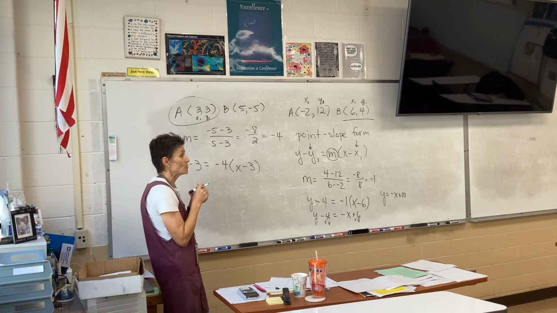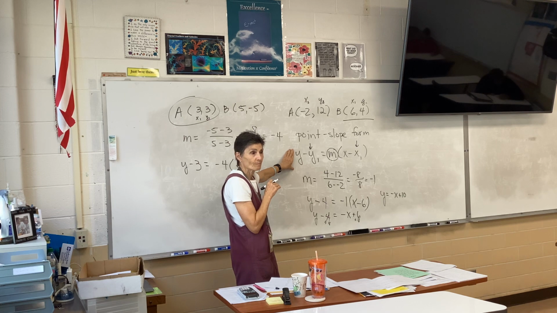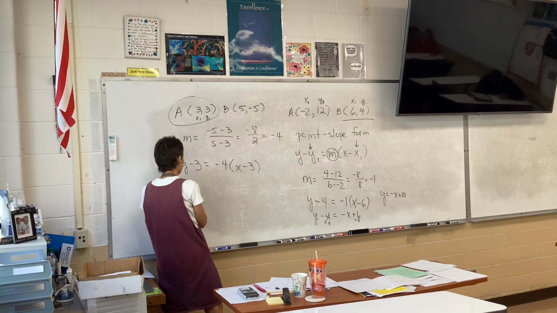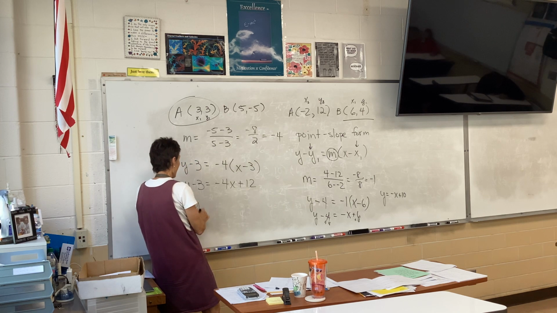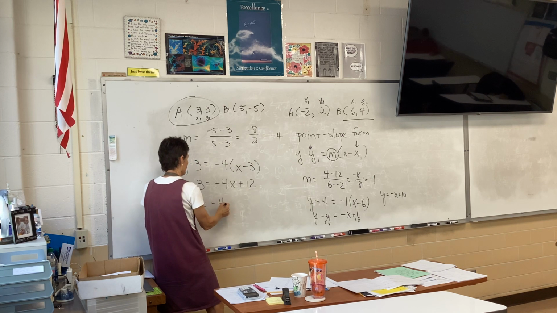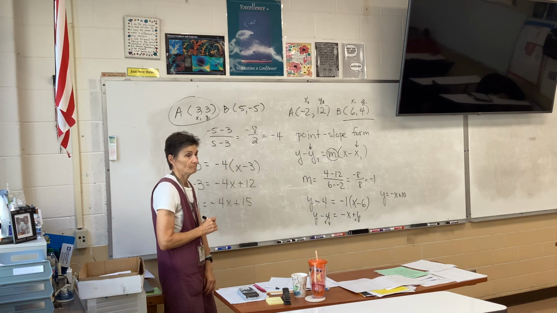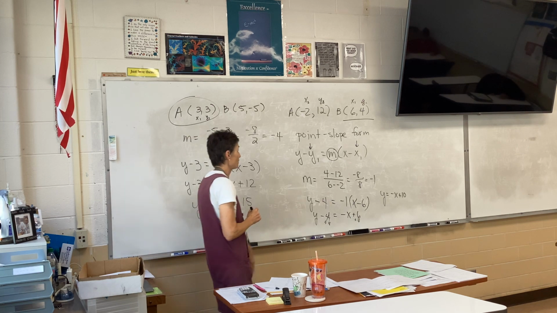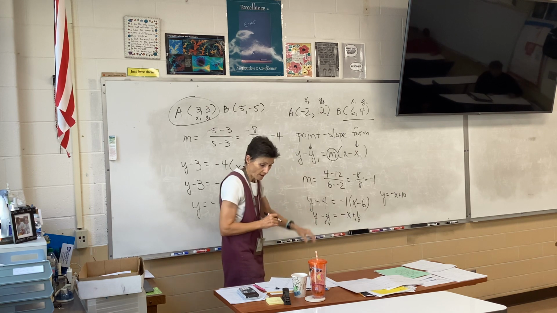When we say we're using the point slope form, this is the approach we're going for. All right, so now what? What happens next? Distribute. We're gonna distribute. We'll add 3. Did you get -4x plus 15? All right, are we okay with point slope? All right.